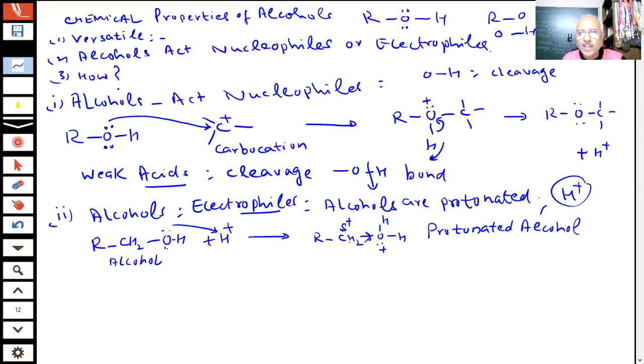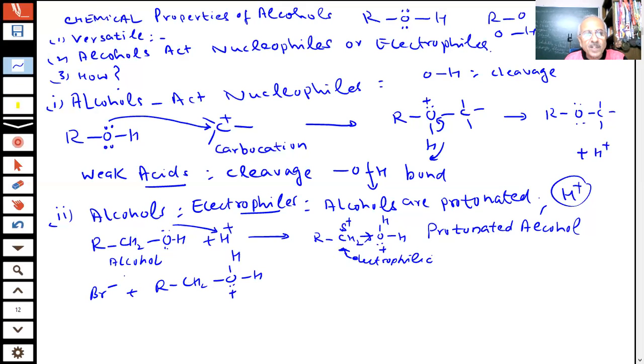Electrons are going this way. This carbon has now become electrophilic, student. This carbon has become electrophilic. Which carbon? This one. This carbon has now become electrophilic due to protonation of the alcohol. So what is the result of this? If you have a nucleophile, student, then what will it do? You are having a protonated alcohol.